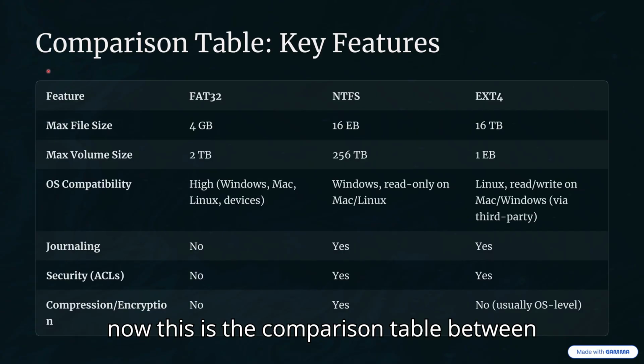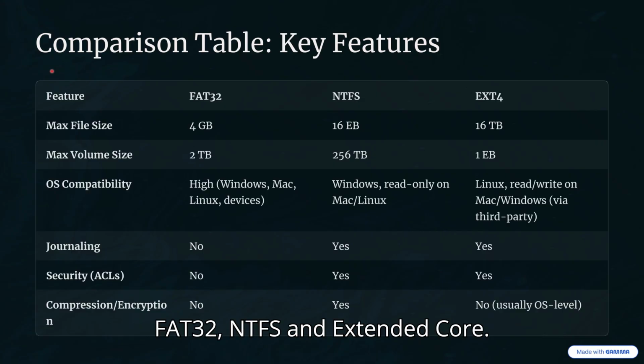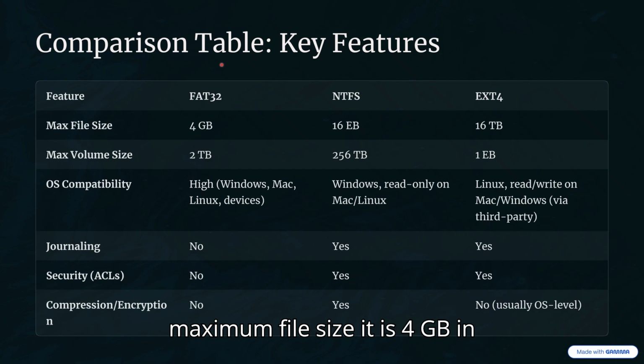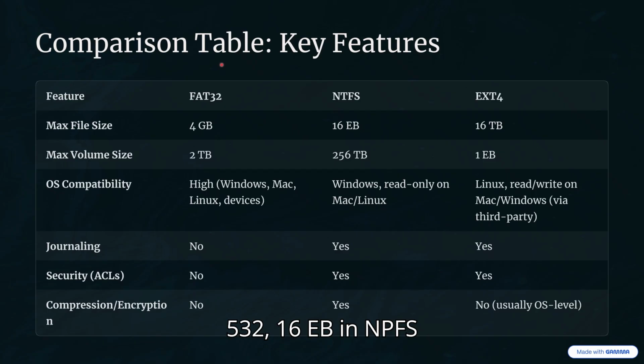So now this is the comparison table between FAT32, NTFS and ext4. Maximum file size is 4 GB in FAT32, 16 EB in NTFS and 16 TB in ext4. Maximum volume size is 2 TB in FAT32, 256 TB in NTFS and 1 EB in ext4.